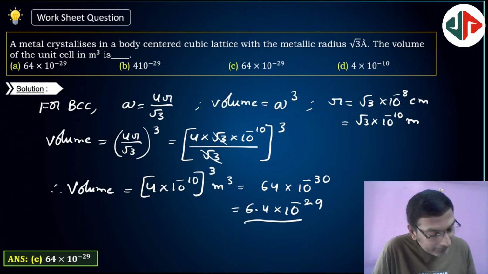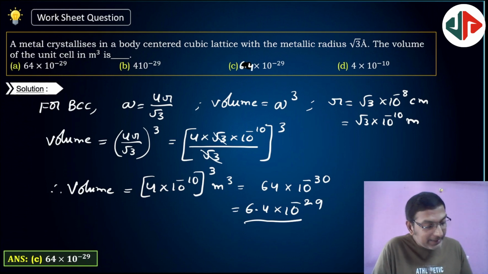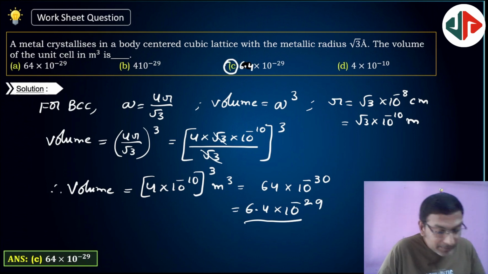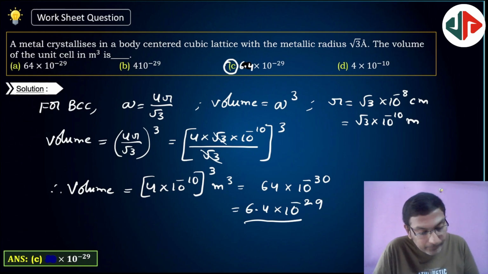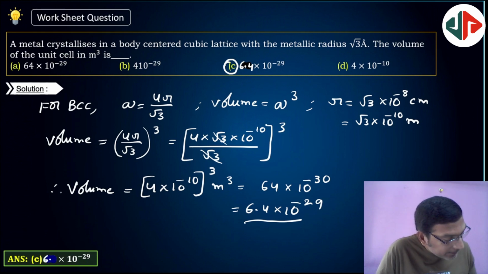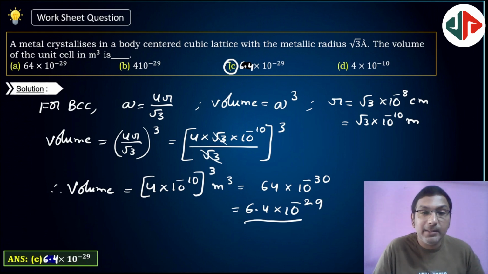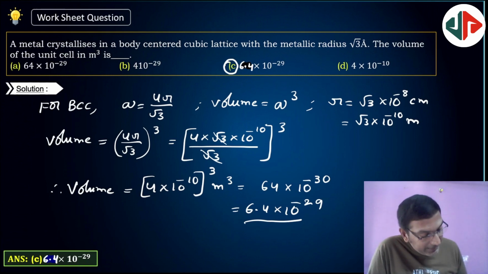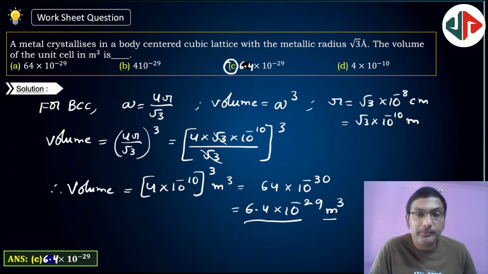You will write 6.4 into 10 power minus 29. Therefore, option C. Here also 6.4. Important model. 6.4 into 10 power minus 29, volume in meter cube. Very important. Next.